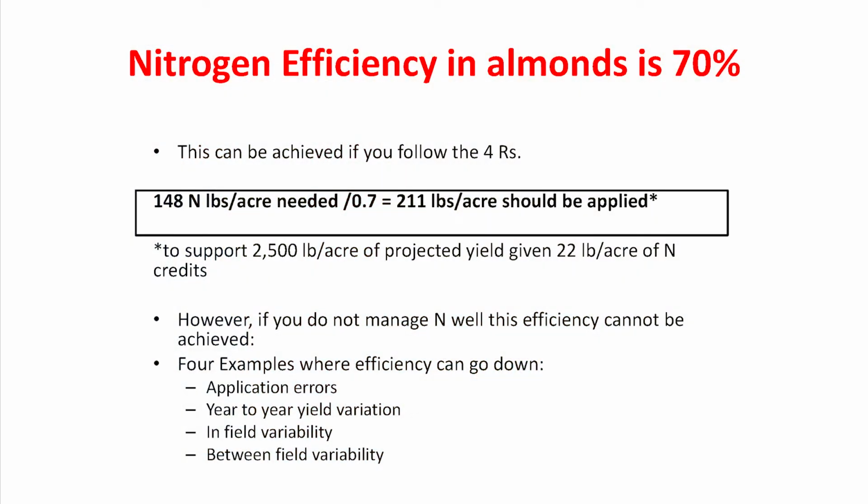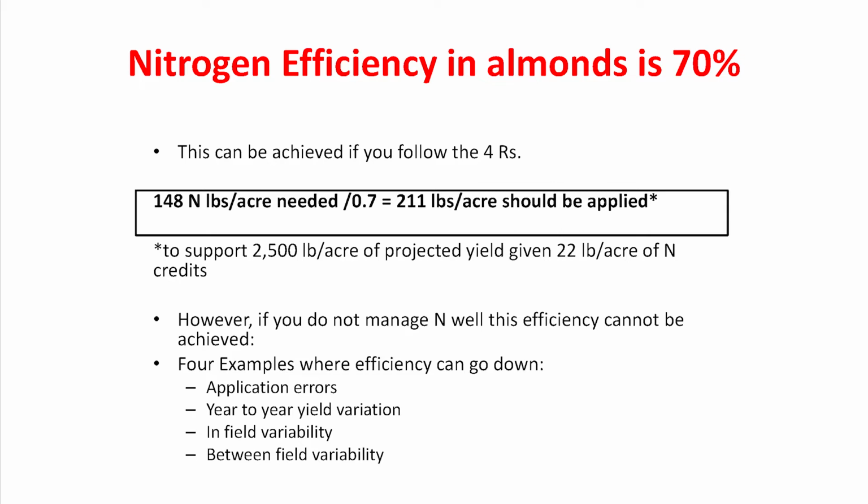So I incorporate the nutrient efficiency. In our studies, we have observed higher efficiencies of up to 80% or so when we're following the 4 R's. And we came to the conclusion that if you are following the 4 R's, the efficiency is 70%. So meaning that if your trees need 248 pounds per acre, you divide that by 0.7 and it gives you 211 pounds per acre. Okay? So that is the application that is being recommended. Do you guys follow that? Any questions?